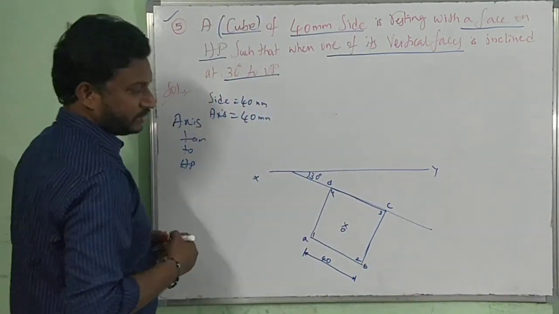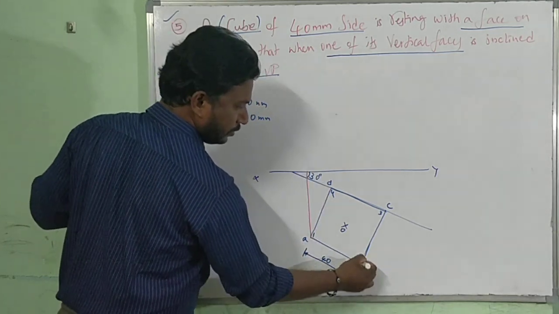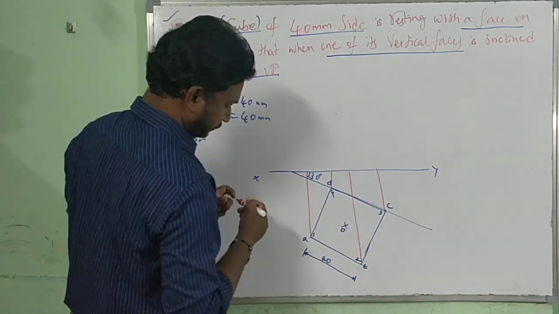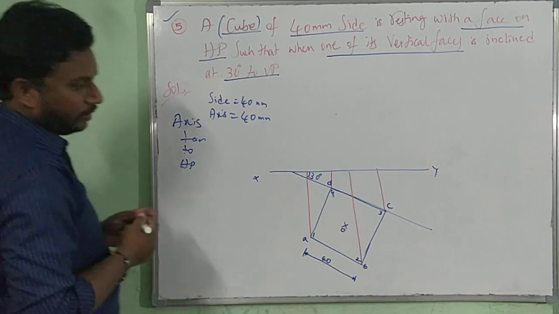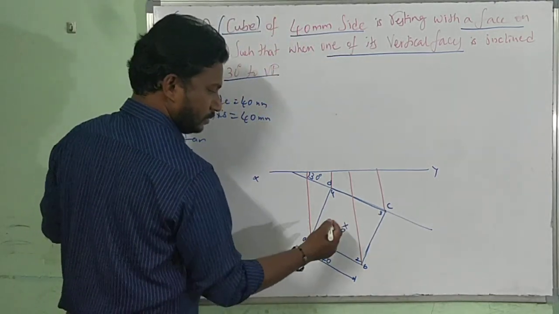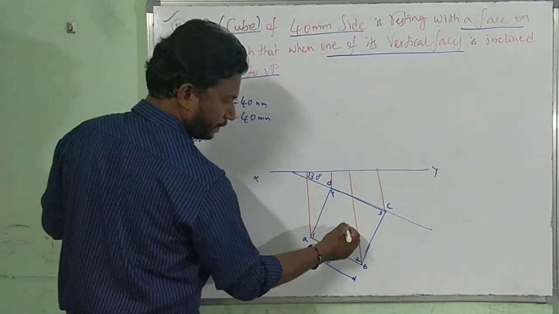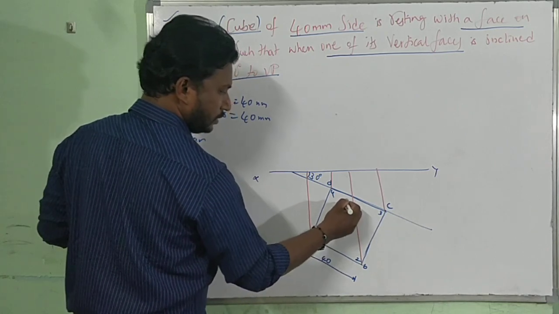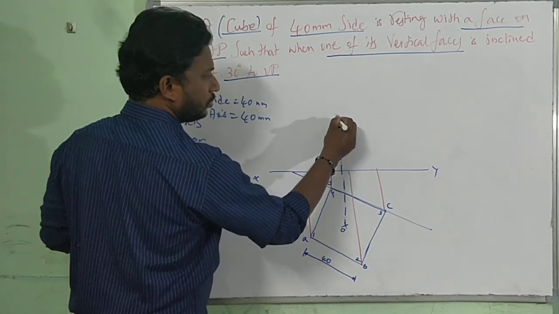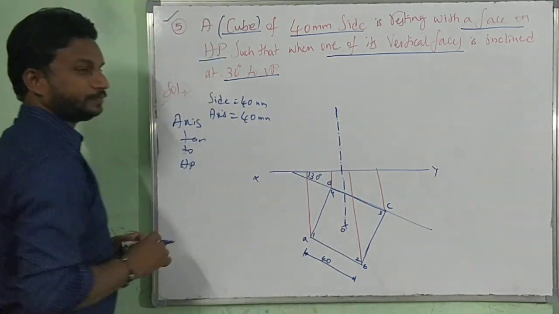Now coming to this, project from A, B, C, D. But the important thing is from the axis. Now axis from here. Dash dot, dash dot, dash dot. How much height do I have to do? I am supposed to do 40 only here also.